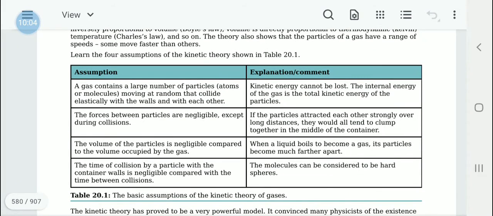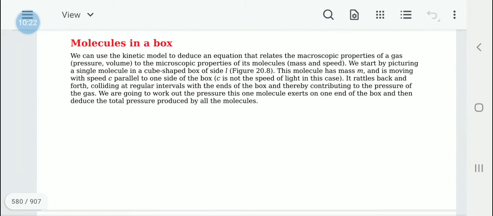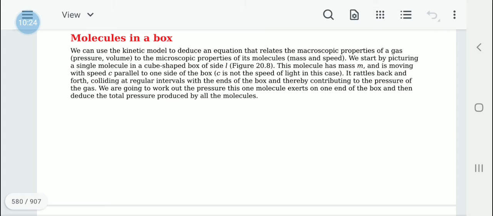I think it would be best if you can write down this table 20.1. That would give you a better understanding. Please pause the video and write down this chart. Once you have done that, let's go to molecules in a box.